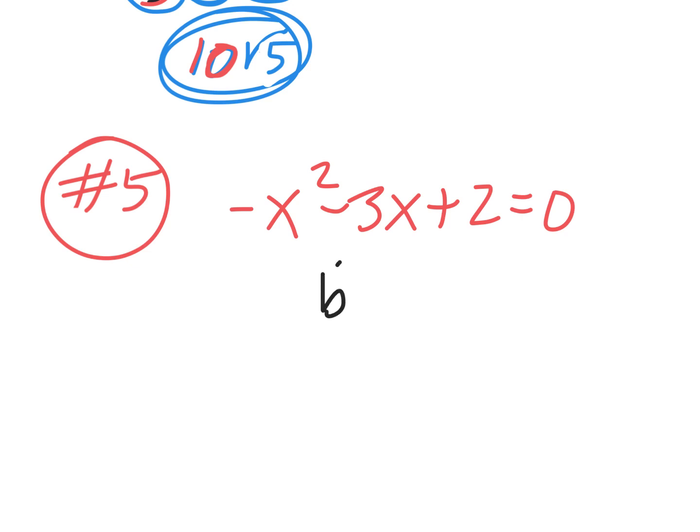Okay, discriminant's b squared minus 4ac. So let's do that. Megan, can you tell us what the b is in this case?